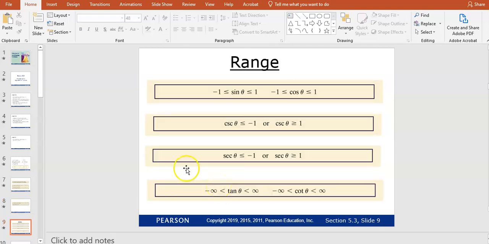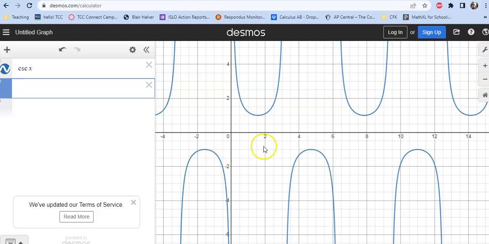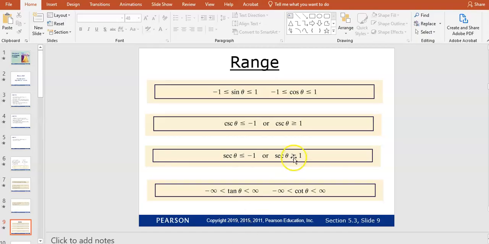Okay, let's move on. Our range, as I pointed out, for our sine and our cosine will be from -1 to 1. I pointed that out on the unit circle and on the graph. My cosecant is going to be everything less than -1 and everything greater than 1. Same with our secant. Why is that? Here. Everything greater than 1, everything less than -1. So that is our range, our y values of our cosecant and secant.